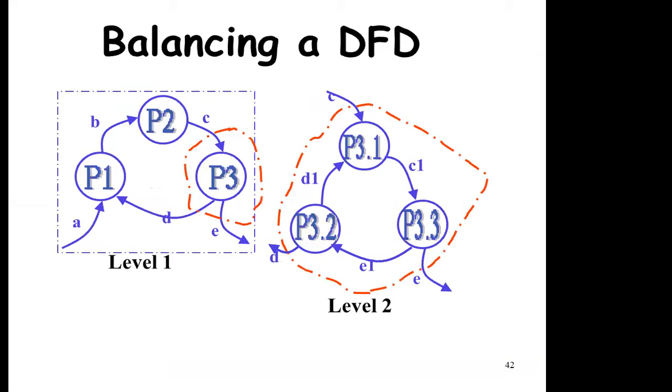Just see in this diagram, there is a P3 bubble. This P3 bubble has C as the input, and D and E as the output in level 1. This is exploded into three bubbles, meaning it has three sub-functions, P3.1, 3.2 and 3.3. So what will we do now?